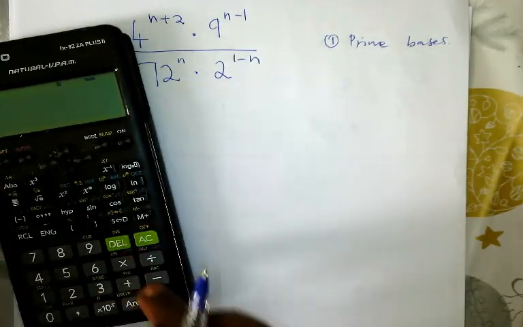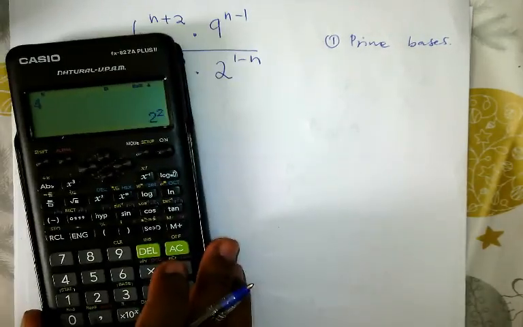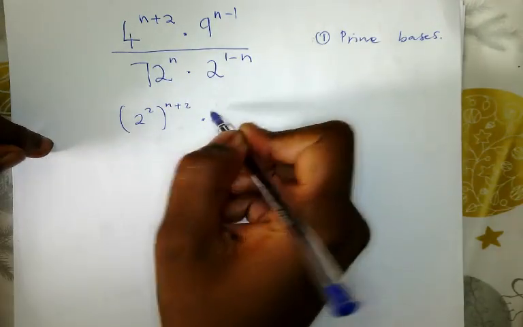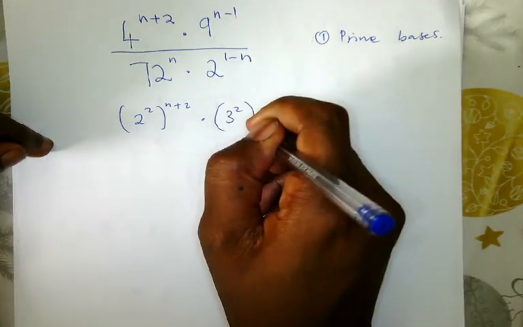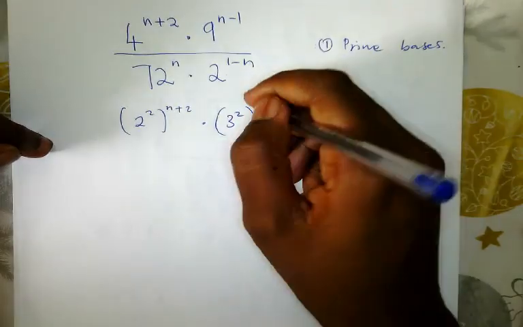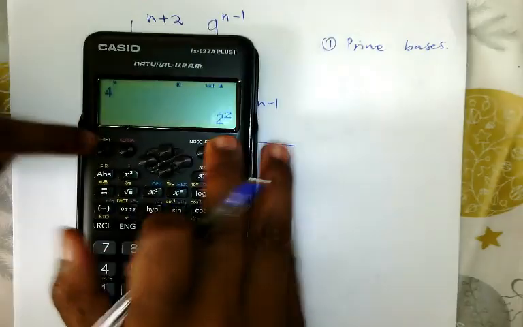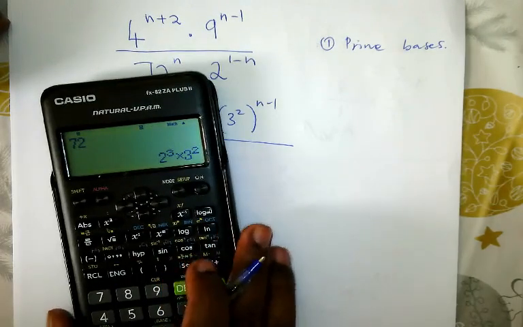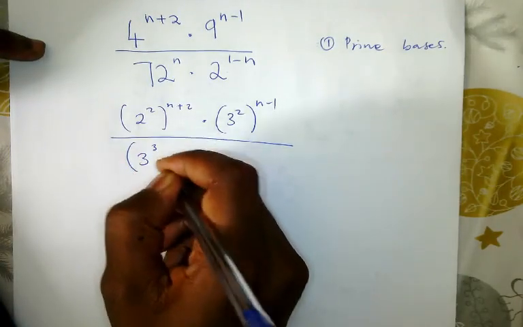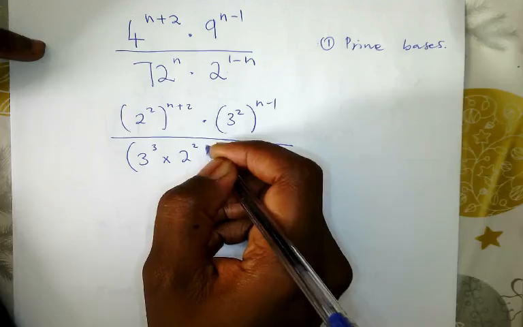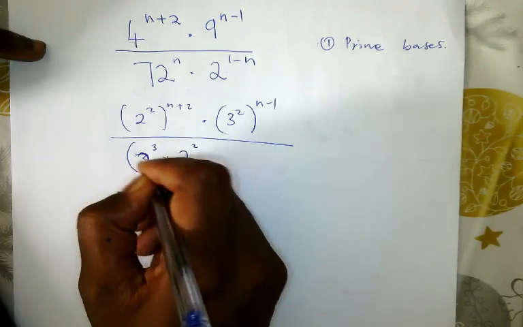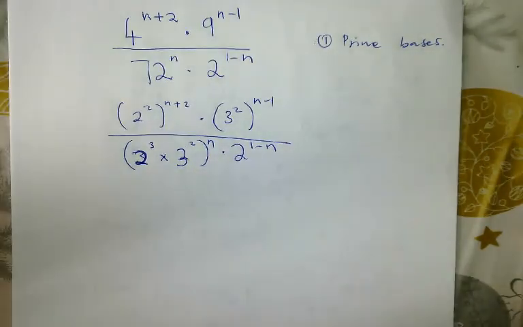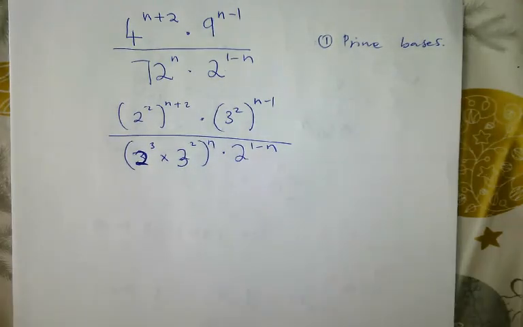So what is the prime base for 4? 2 squared. So in the place of 4, I'm going to write (2²)^(n+2). What is the prime base of 9? 3 squared. Put it inside brackets because of what's outside. Over the prime base for 72: 2 cubed multiplied by 3 squared, all raised to n. And this one is already a prime base, I don't have to change it. Are we together? Yes.